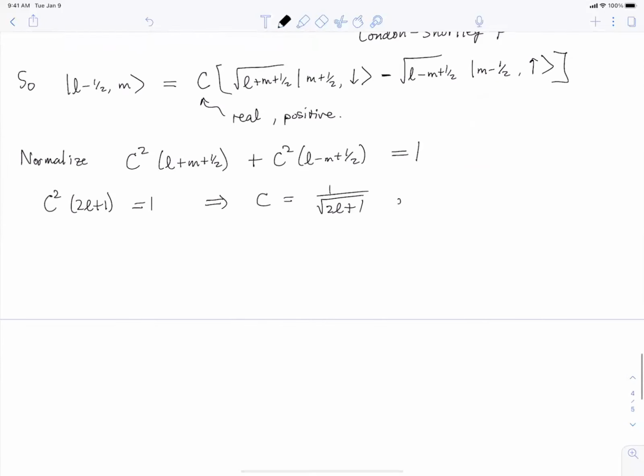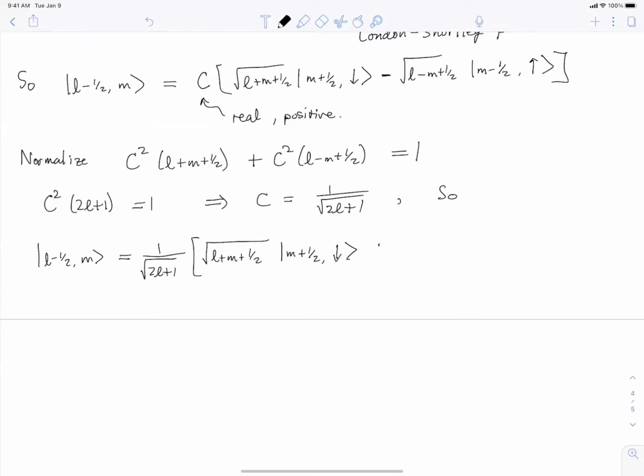And so finally, we figured out what the states L minus 1/2 M are. Namely 1 over square root of 2L plus 1. And then we just write what we already had figured out. Okay, so it's this linear combination.